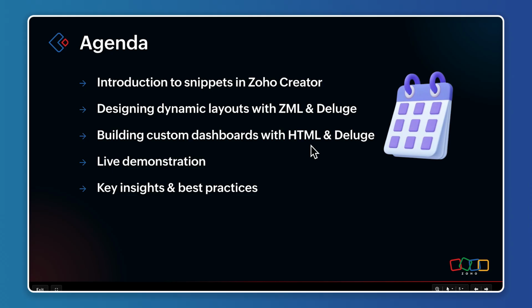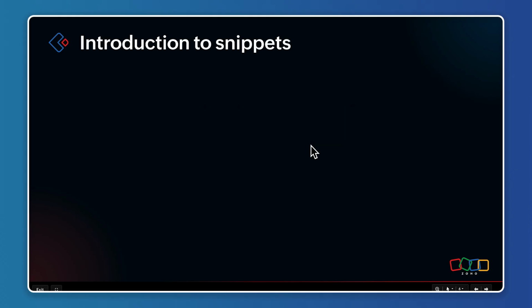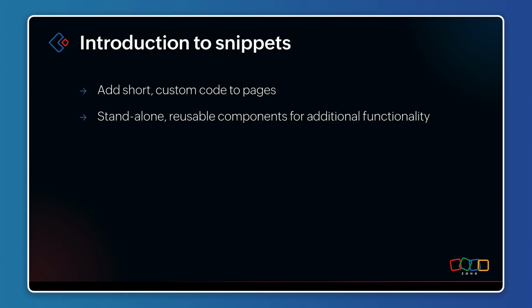Let's get started with a quick introduction to the snippets concept in Creator. So what are snippets? Snippets are a reusable piece of code or predefined scripts that can be inserted into your applications to perform a specific task or function. We have three different types of snippets available: one is ZML, the other is HTML, and then we have the embed option.